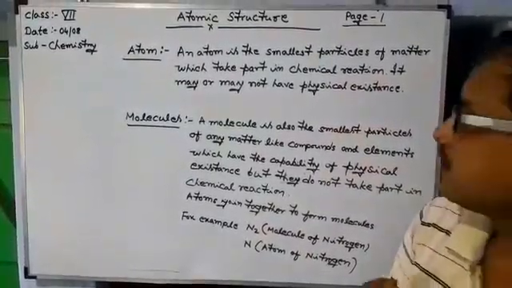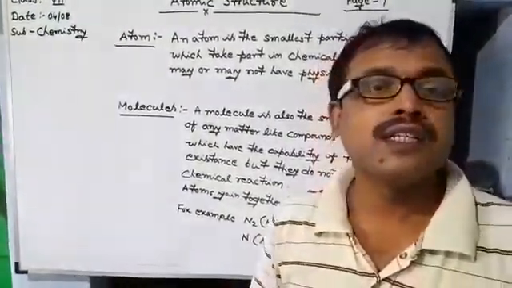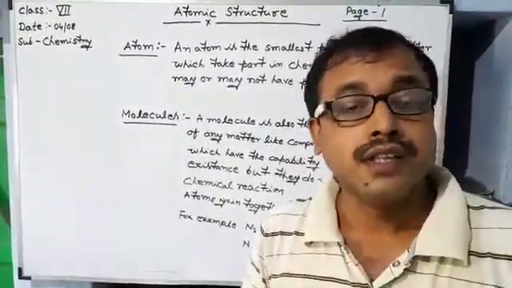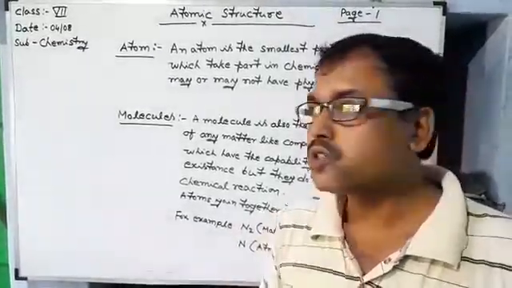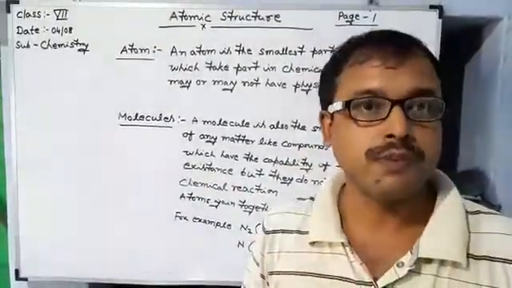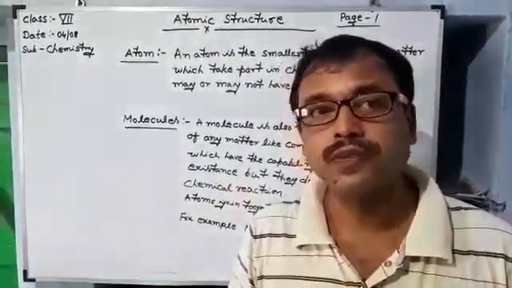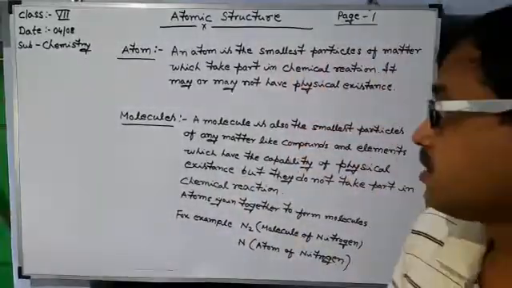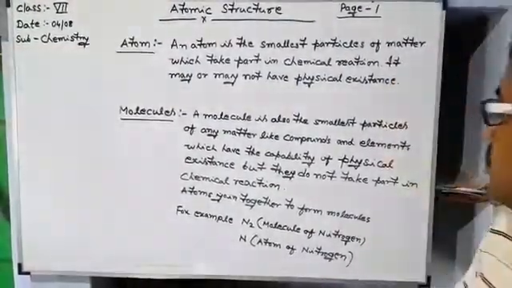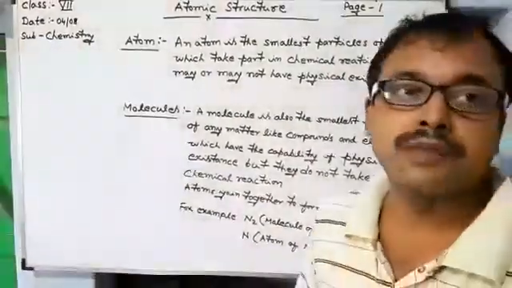So just like an atom, a molecule is also the smallest particle of any matter, but molecules do not take part in chemical reactions, because molecules already have the ability of physical existence. Most matter exists in nature in molecular forms, because in atomic form it does not have the ability of existence, but in molecular form it does. That means we can define a molecule: a molecule is also the smallest particle of any matter, like compounds or elements, which has the capability of physical existence, but does not have the ability of taking part in chemical reactions.